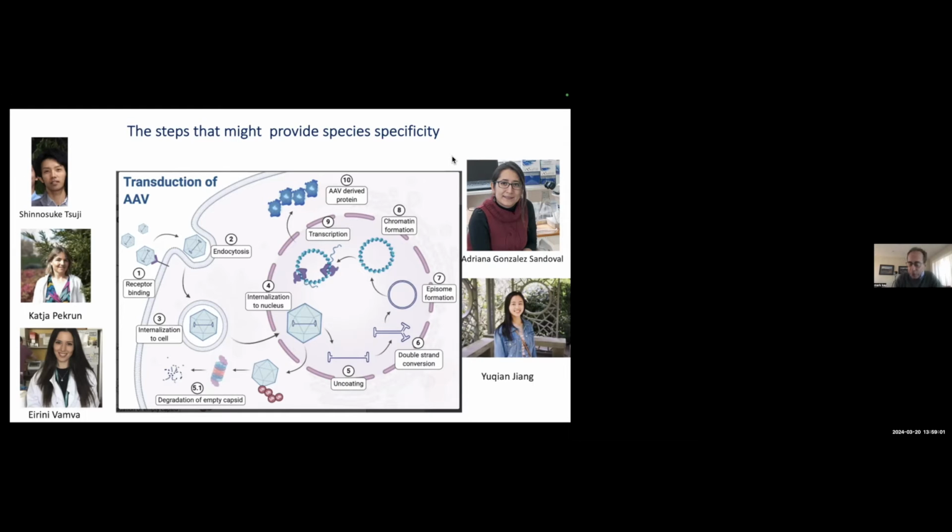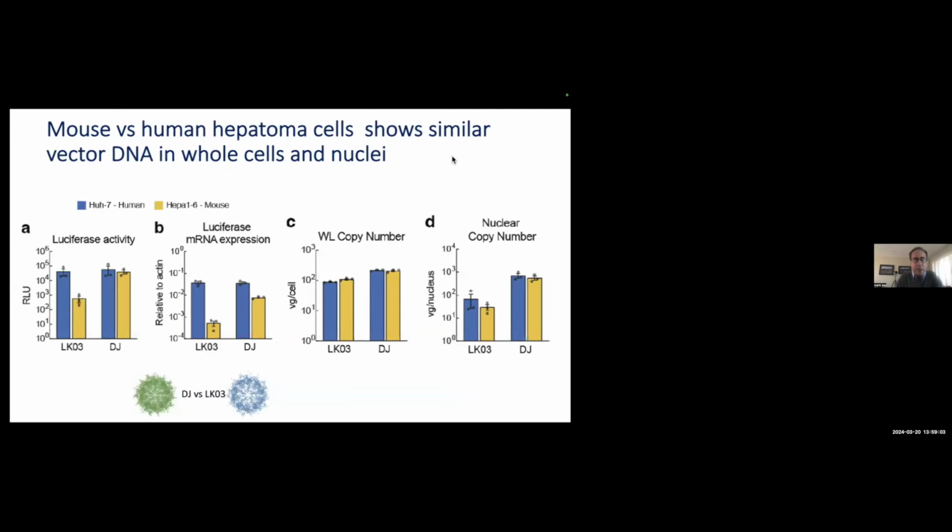So it turns out that the AAV actually gets into the cells equally well. But okay, first let's start off on the left-hand side with panel A. We're comparing two different AAVs that express luciferase: LKO3, which is the chimeric that works well in the humanized system, and I should point out is being used in 2 clinical trials right now, and DJ, which is another chimeric that seems to work well in both species.